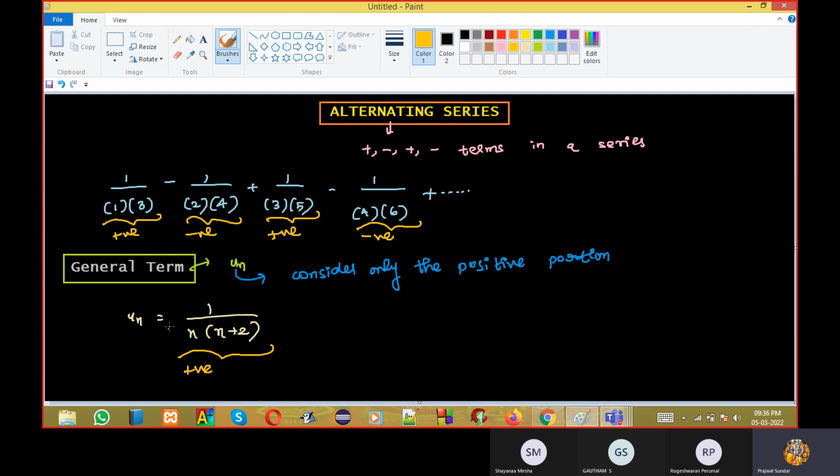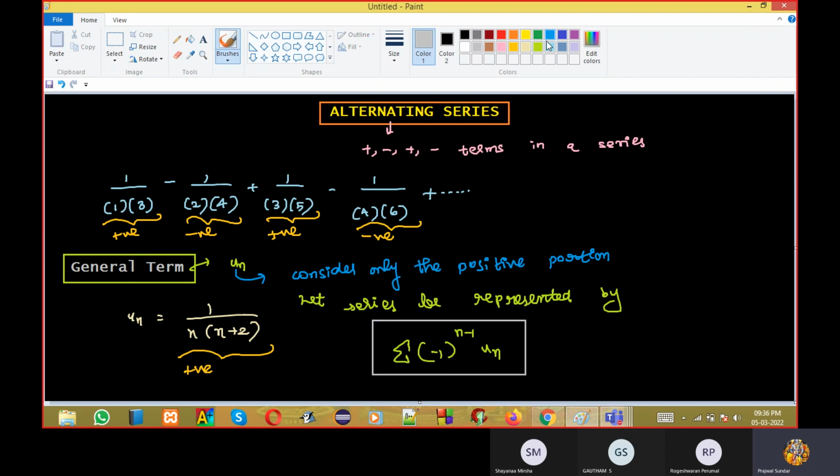Now after writing the positive part, I will say: let the series be represented by sigma of -1 power n minus 1 un. Clear? When you are writing the sigma part, you insert this sign factor here. Don't write it inside un itself. You keep un positive. By writing the series, you write sigma of -1 power n minus 1 un. This is the series. The series is generated.